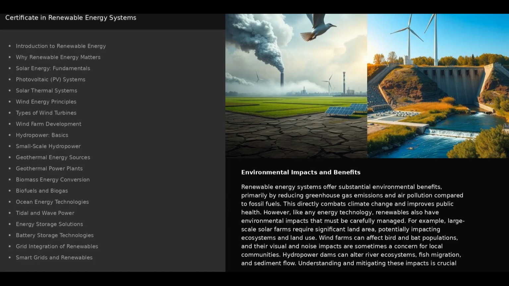For example, large-scale solar farms require significant land area, potentially impacting ecosystems and land use. Wind farms can affect bird and bat populations, and their visual and noise impacts are sometimes a concern for local communities. Hydropower dams can alter river ecosystems, fish migration, and sediment flow. Understanding and mitigating these impacts is crucial for truly sustainable development. Environmental impact assessments, EIAs, are standard practice to identify and address these concerns.